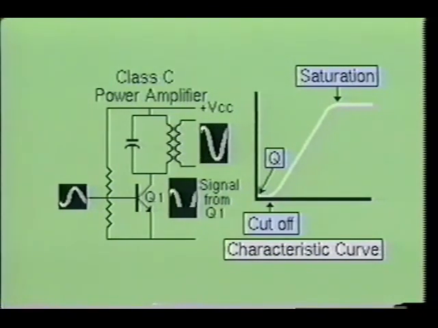Notice that Q1 only produces pulses of current into the tank circuit. Since Q1 does not continuously conduct a steady flow of current, it cannot faithfully reproduce the incoming signal. Class C amplifiers are normally used in oscillator circuits.